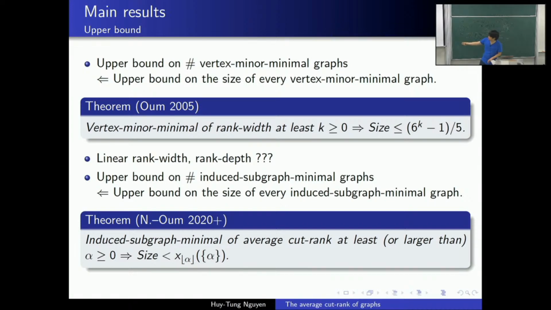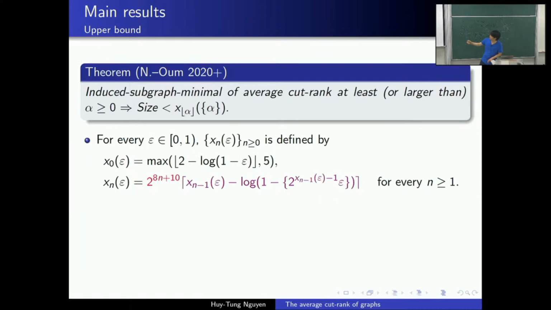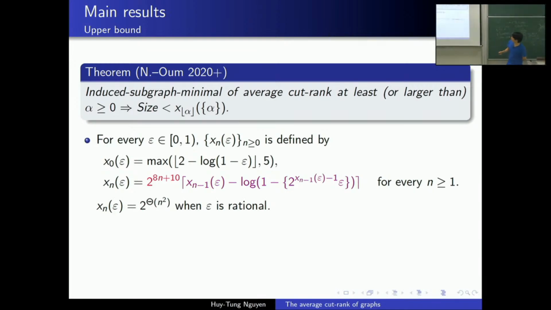And this x is a sequence, and this sequence is defined by these rules. So this looks a bit intimidating, I hope not, but somehow it looks a bit intimidating. But it seems not, because when epsilon is rational, then this sequence behaves as an exponential function, where the exponential term is quadratic. And the constant term inside here is universal. It means that it is independent of n and epsilon.